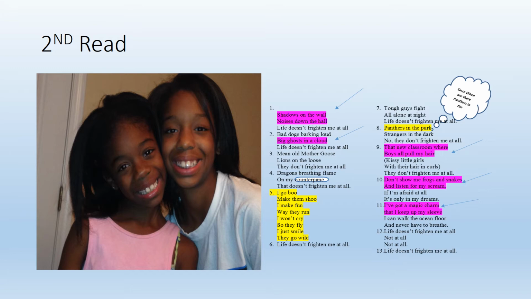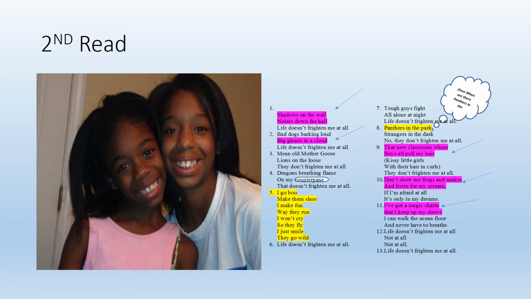During the second read of the poem, these are some of the notes that I've collected that students have made about the poem. Some students said, The poem was obviously written for a girl or for little girls because of the reasons highlighted in pink. This was their evidence from the text that this poem was written for a girl. Shadows on the wall and noises down the hall.